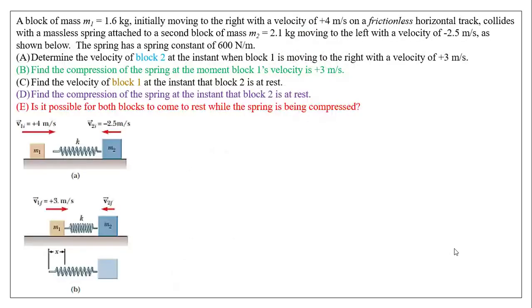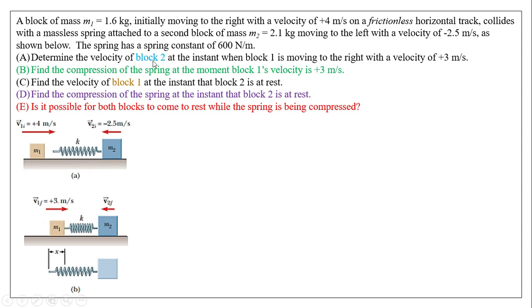Okay, all right. So in this particular problem, you need to read it for yourself, and then I'm just going to give you the gist of it. You have two blocks. Block one is moving to the right at 4 meters per second. Block two, in blue, is moving to the left at negative 2.5 meters per second. Block two is attached to a spring, so when these two blocks collide, they will compress the spring. And we're asked to find these different parts.